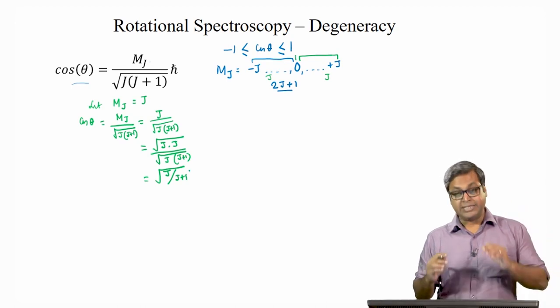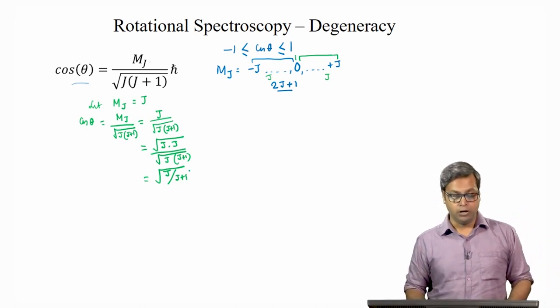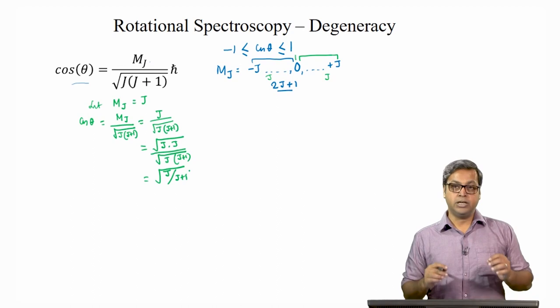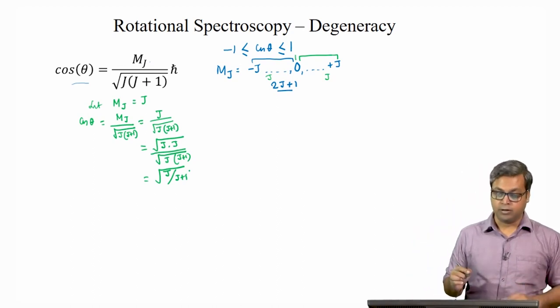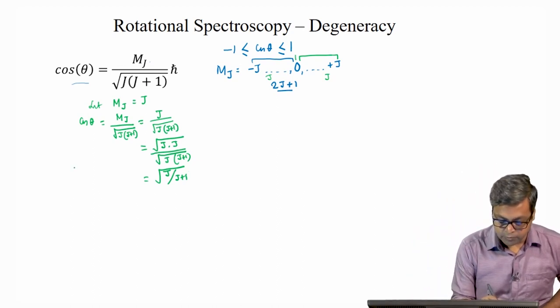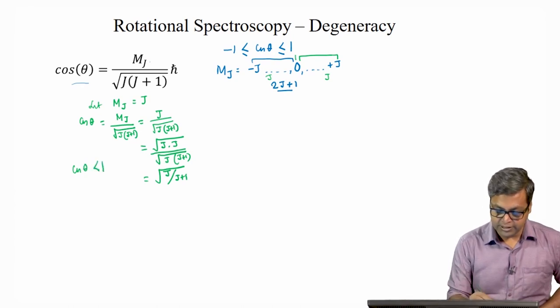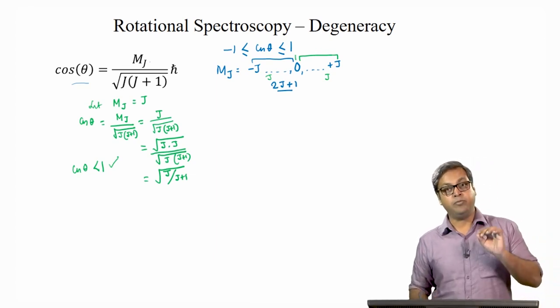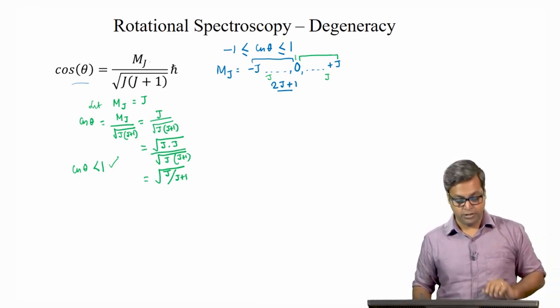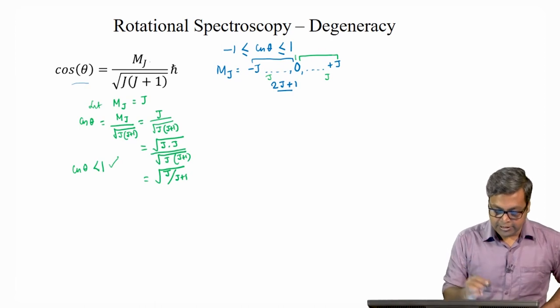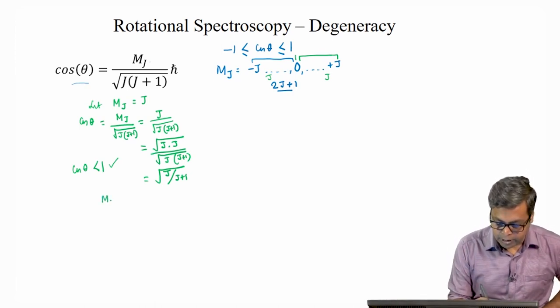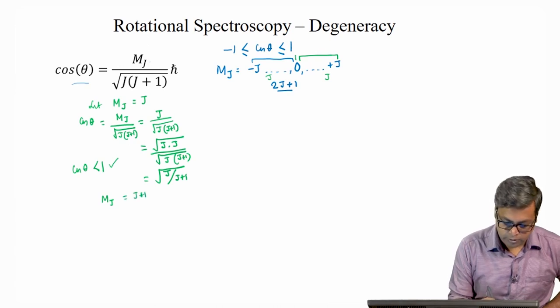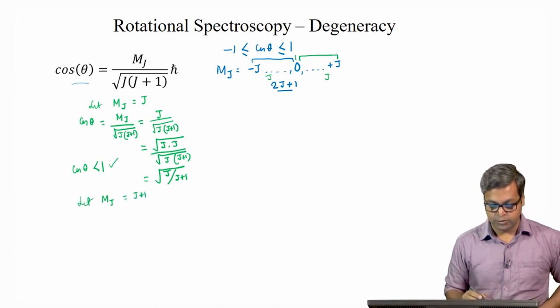So, as j is less than j plus 1, root over j by (j plus 1) is less than 1. So, for this case we have cos theta is less than 1. So, this is permissible. So, j can be one value of m_j. Now, let us increase the value of m_j by 1 unit. So, let m_j equals j plus 1.